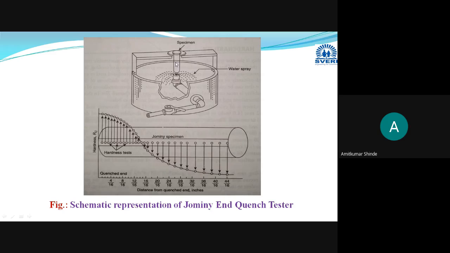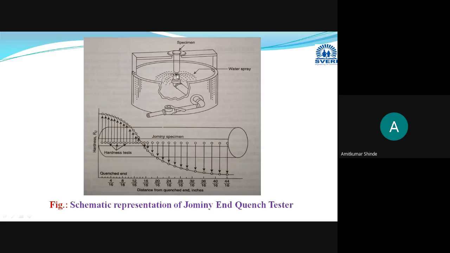Okay, and now whichever heated sample or austenitized steel is there, you have to fix in this arrangement, and from the bottom of that steel sample, you have to start the cooling. Water will just flow from the bottom, or it will just be applied at the bottom surface.